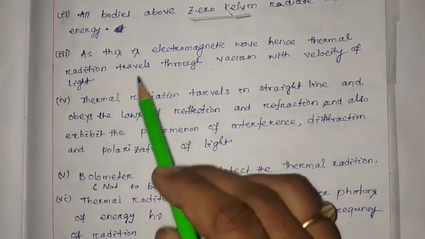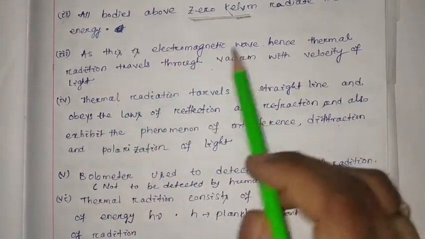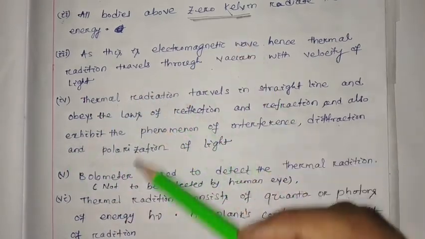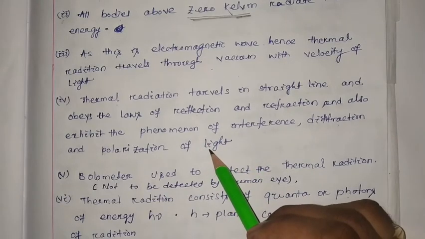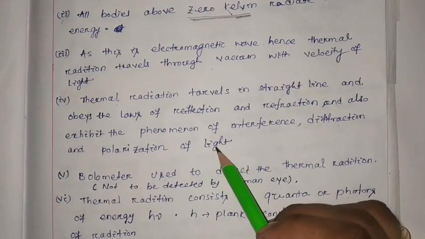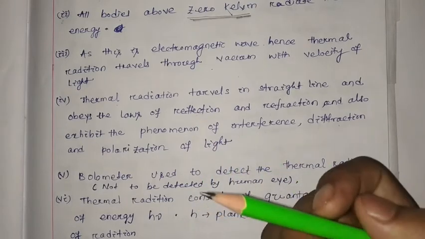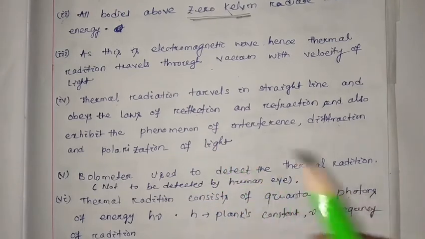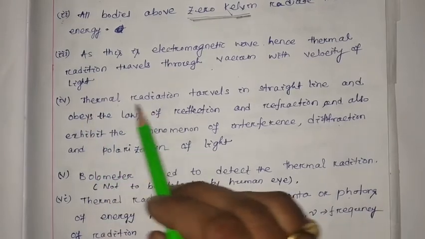So, as thermal radiation is considered an electromagnetic wave, it propagates with the velocity of light. Also, it obeys all the characteristics that light obeys. Whatever characteristics we find in light, all of them are obeyed by thermal radiation.